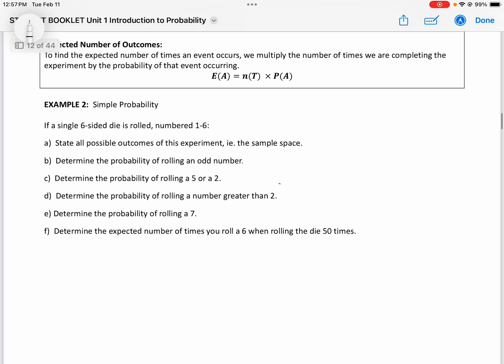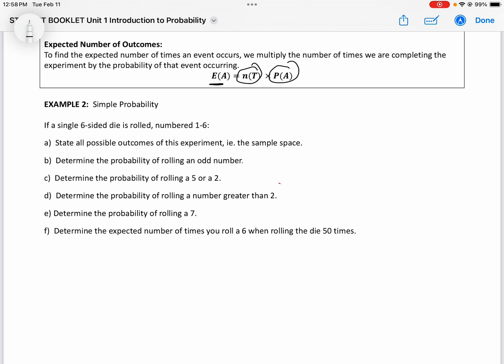Now let's touch on the expected number of outcomes. To find the expected number of times an event occurs, for example, the expected number of times that event A will occur, we multiply the number of times we're completing the actual experiment, so the number of trials, by the probability of that event occurring, so the probability of A.